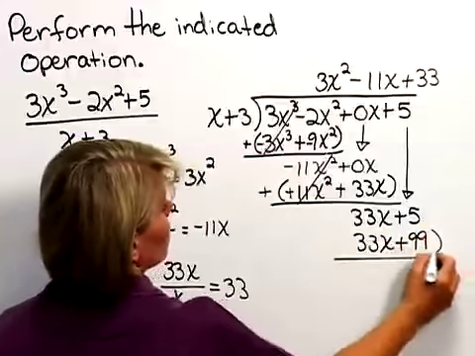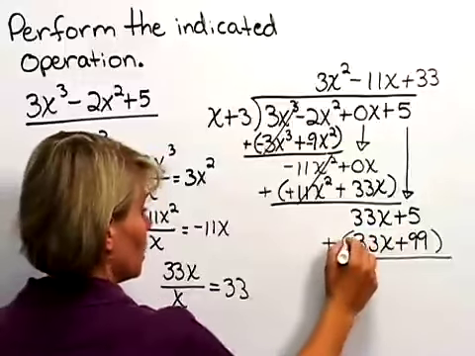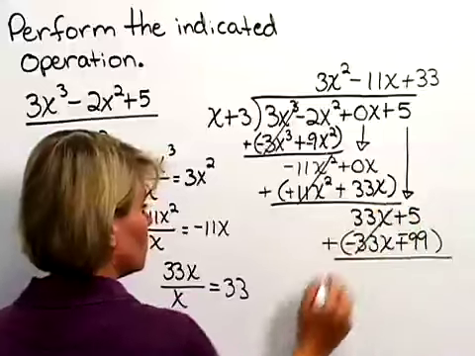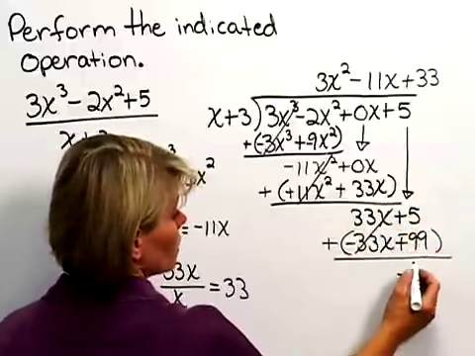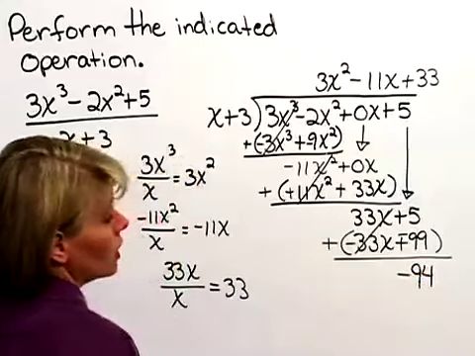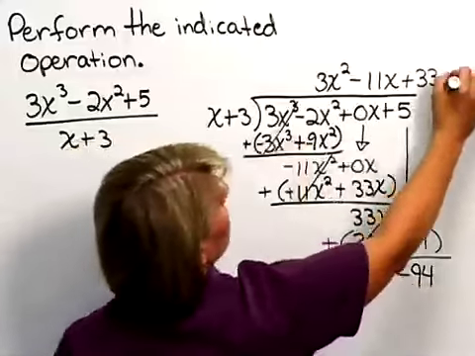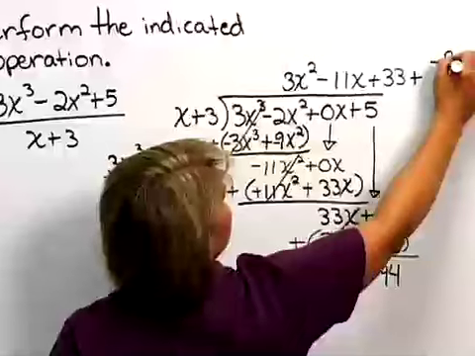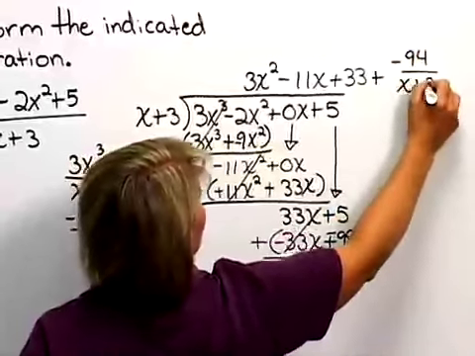Draw your line, your parentheses, and subtract. Distribute your subtraction all the way across, which makes those cancel, and our remainder of 5 plus negative 99 is negative 94. That can be written as negative 94 over our divisor, which is negative 94 over x plus 3.